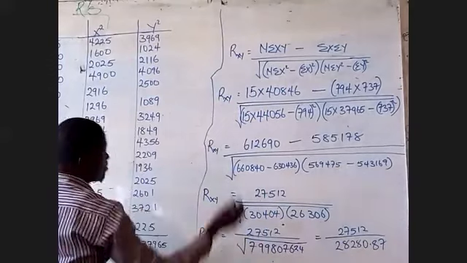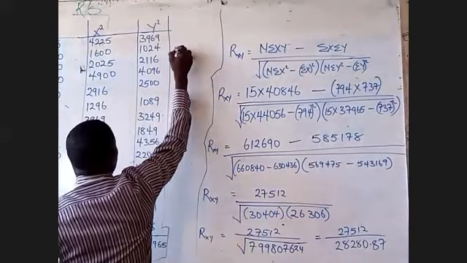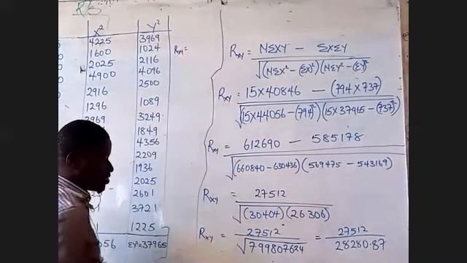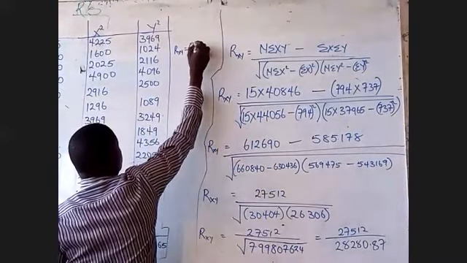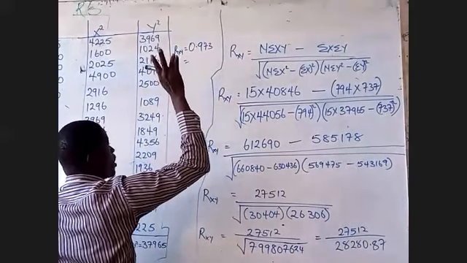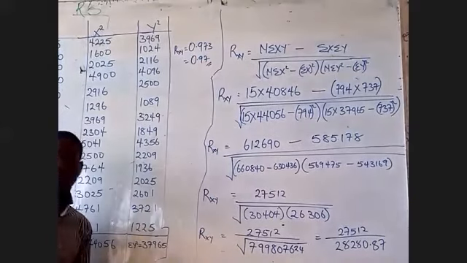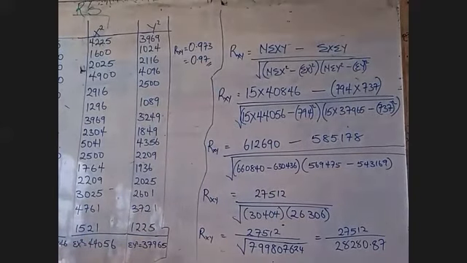So let's divide this. Our rXY then is going to be, let's divide this, 0.973. Remember I said we should give our answer in 2 decimal places? So that's 0.97. Now, but this is not our final answer. Remember, we are trying to check for a significant relationship.